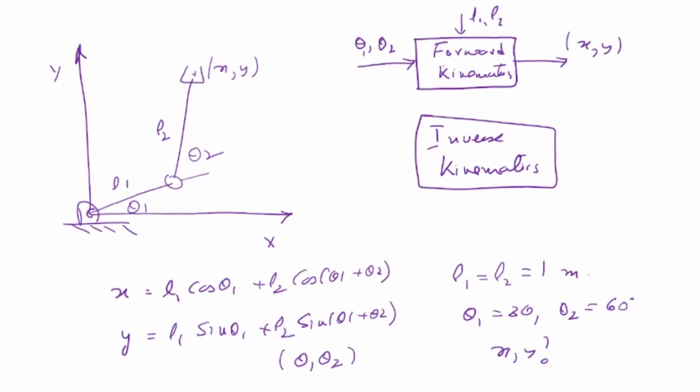That is my forward kinematics. My input is the joint angles theta 1 and theta 2, and from these two equations, if I just put in the values, I'll get x and y. This is called forward kinematics.